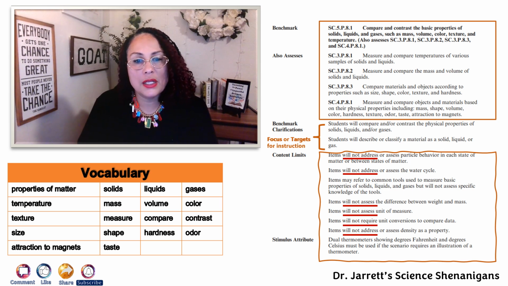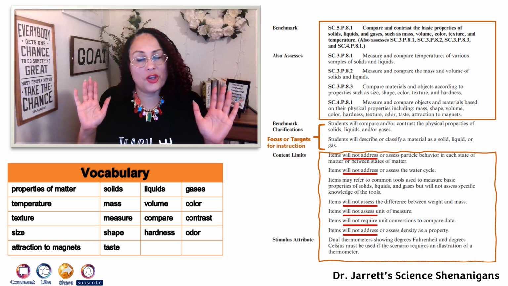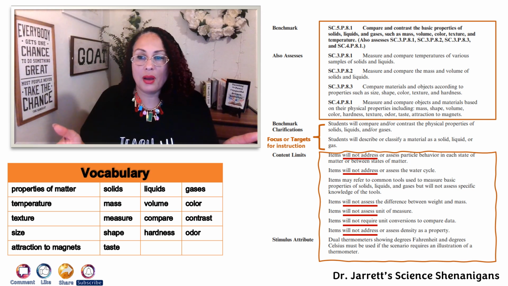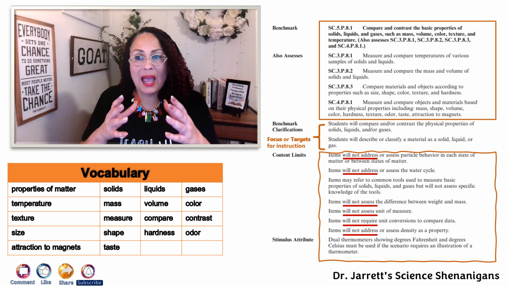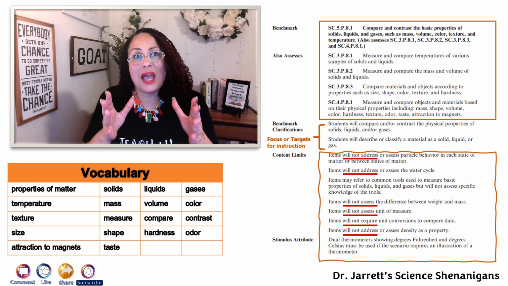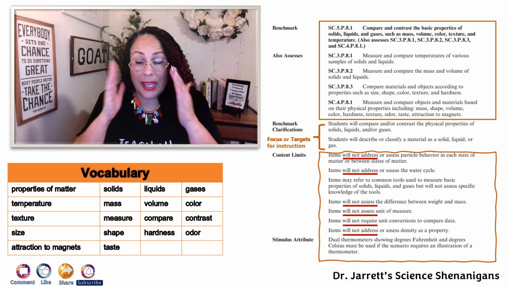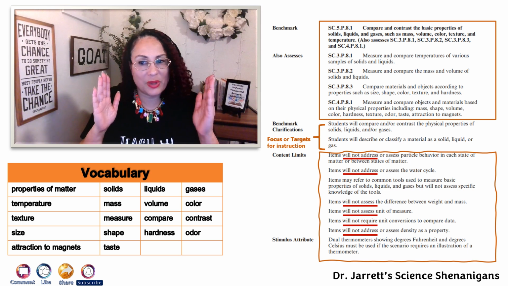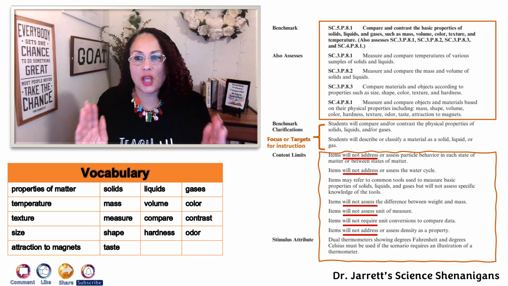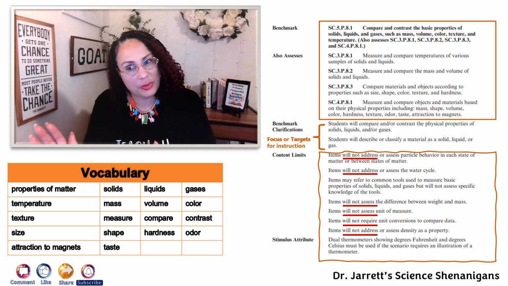Items may refer to common tools used to measure basic properties of solid liquids and gases, but will not assess the specific knowledge of the tools. The kids got to play with the tools. Come on. You got to give them a thermometer. You need to give them a balance beam, also a scale. They need to have measuring cups. They need to have graduated cylinders. They got to have them. Get some plastic ones. Those are perfect for fifth graders because they're going to drop the water on the floor. Just automatically know that in your head and have some paper towels right there.